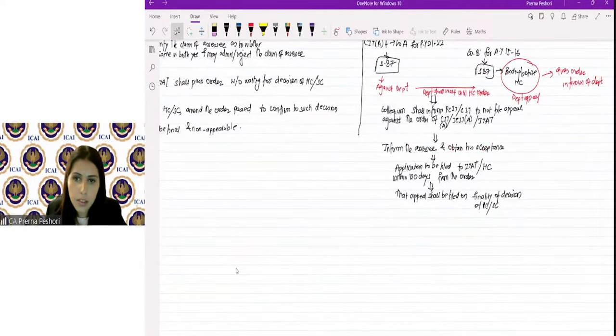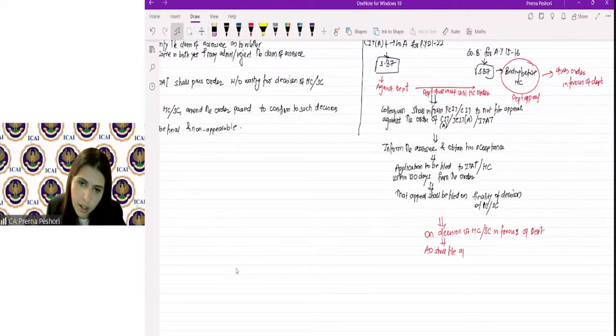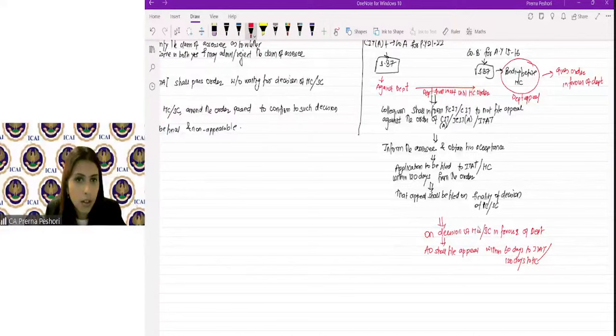So, on decision of the High Court or Supreme Court in favor of the department, the AO shall file the appeal within 60 days or 120 days. So, within 60 days to the ITAT or 120 days to the High Court. This is from the date of order of the High Court or Supreme Court.